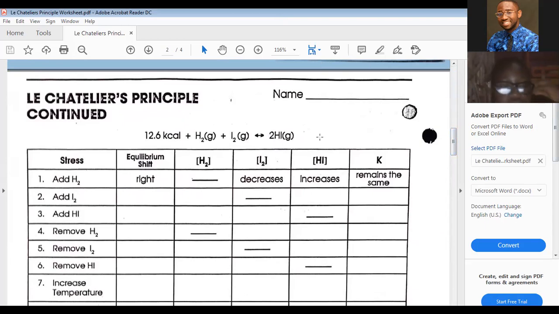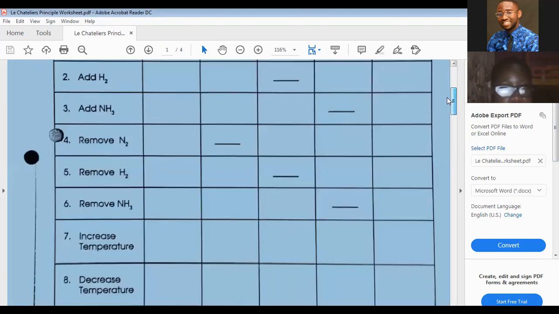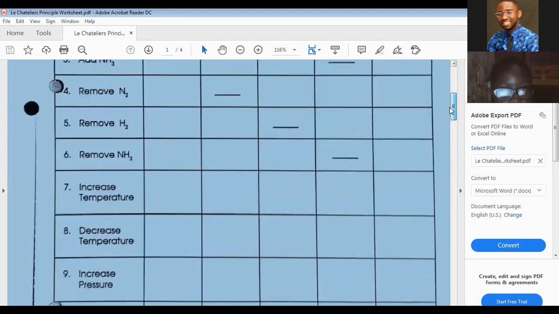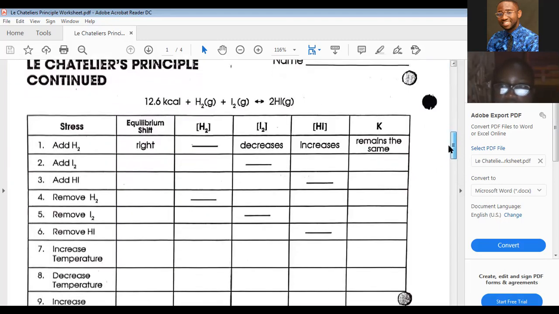Hello, can you hear me? Yes, I can see it. All right. Now, look at this. We said, look at what happens here. That when we add nitrogen, nitrogen here remains the same. Hydrogen decreases. This one increases. And the equilibrium constant remains the same.